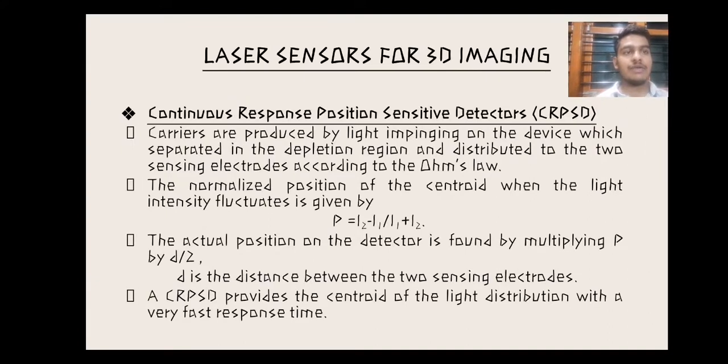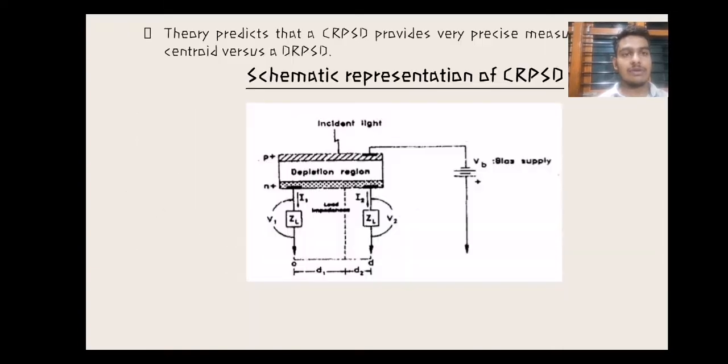Laser sensors for 3D imaging. Here are two types: one is CRPSD and the other is DRPSD. First, continuous response position sensitive detectors. Here the carriers are produced by light on the device, separated in the depletion region and distributed to the two sensing electrodes according to Ohm's law. The normalized position of the centroid when the light intensity fluctuates is given by P equals I2 minus I1 divided by I1 plus I2. The actual position on the detector is found by multiplying P by D by 2, where D is the distance between the two electrodes. This is the schematic representation of CRPSD.